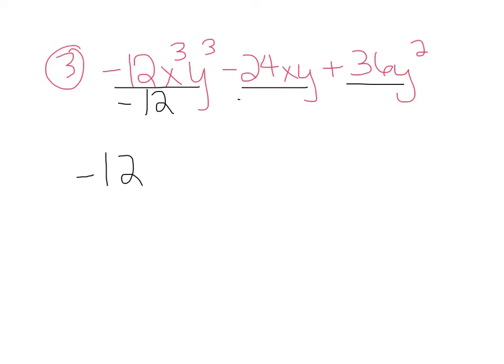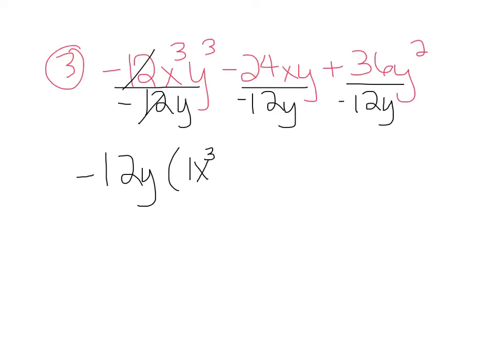Now let's take a look at our x's. This has an x to the third, this has an x, and this doesn't have an x, so we cannot factor out any x's. Every term has to have it in order to factor it out. Now let's look at the y's. We have y to the third, y, and y to the second. So y to the first is the lowest exponent, so we're going to factor out a y to the first. Every term is going to get divided by that. Those cancel, left with 1, and we have x to the third, and then y to the third over y, which is y to the second.